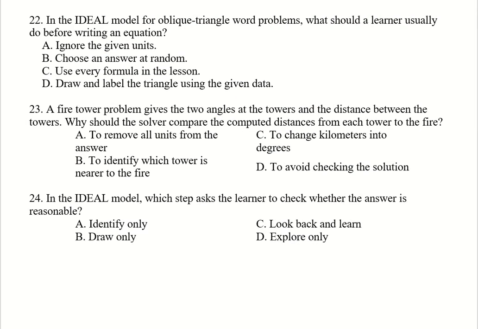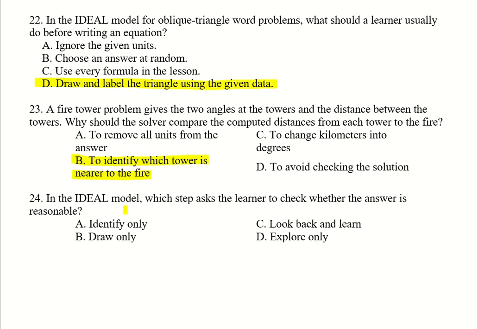22. In the ideal model for the oblique triangle word problems, what should a learner usually do before writing an equation? Okay, so first thing, you have to draw and label the triangle using the given data so that you can visualize po kung ano yung ating given at kung ano yung proper law that you have to use in solving. 23. Fire tower problems give the two angles at the towers and the distance between the towers. Why should the solver compare the computed distance from each tower to the fire? Okay, so for 23, to identify which tower is nearer to the fire. Kung alin yung mas malapit.